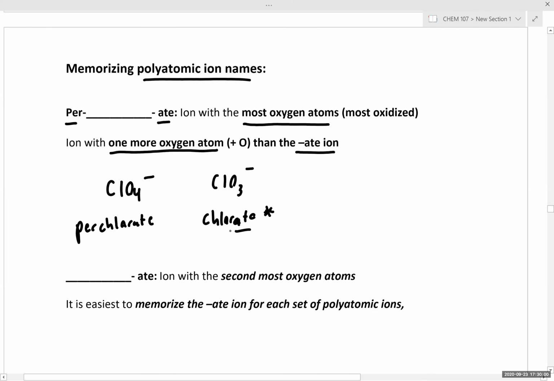You're going to really want to memorize the ate ion. This is the starting point that different prefixes and suffixes modify to get new formulas. So the per-ate ion has the most oxygen atoms, or 1 more oxygen atom than the ate form. If you memorize the ate form, it allows you to easily write the formula for the per-ate ion. Does this idea make sense? Does everyone see how we go from ate to per-ate? We've picked up an oxygen.